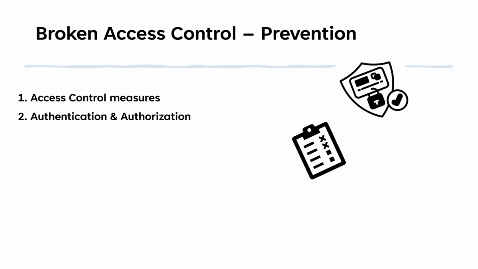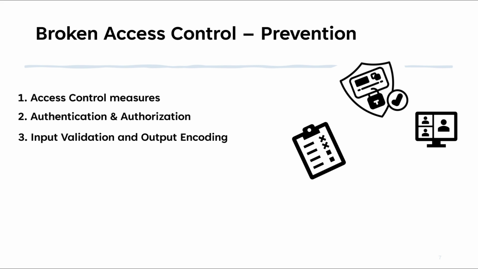Authentication and authorization are two key components of access control. To prevent broken access control, it's important to ensure that both authentication and authorization are implemented correctly. Authentication should be implemented using strong and reliable techniques such as multi-factor authentication or biometric authentication. Authorization should be designed to ensure that users are only given access to the resources that they are authorized to access.